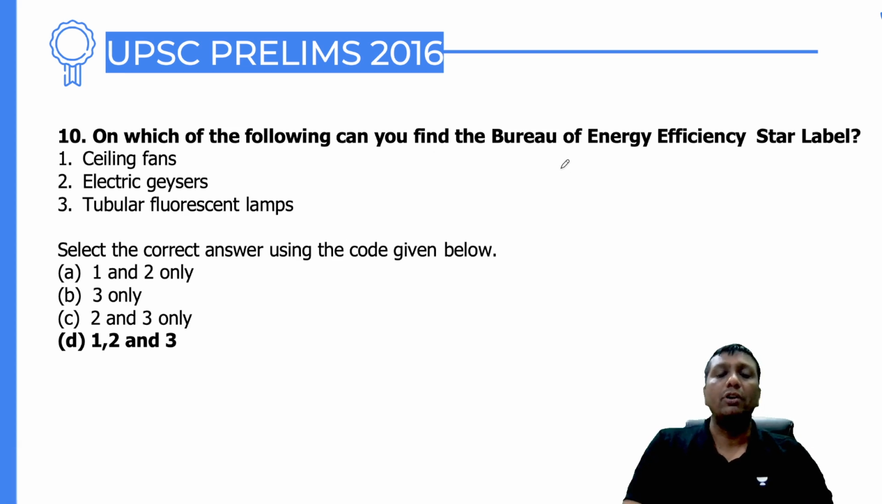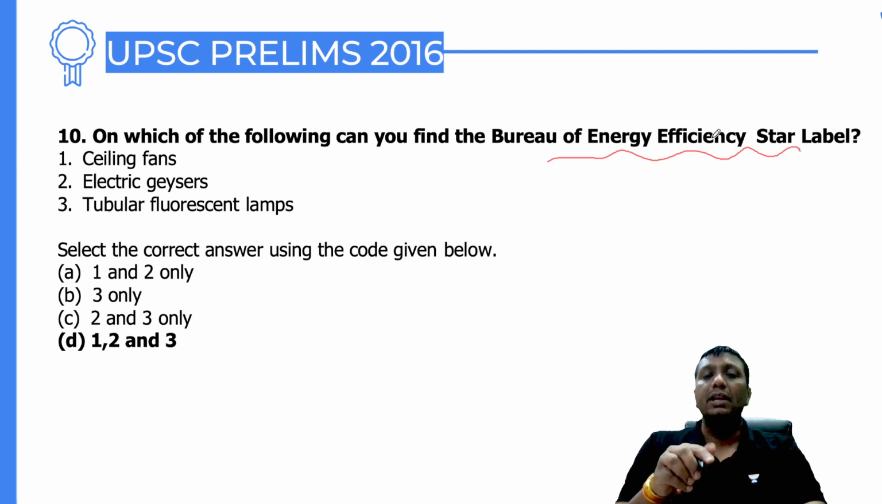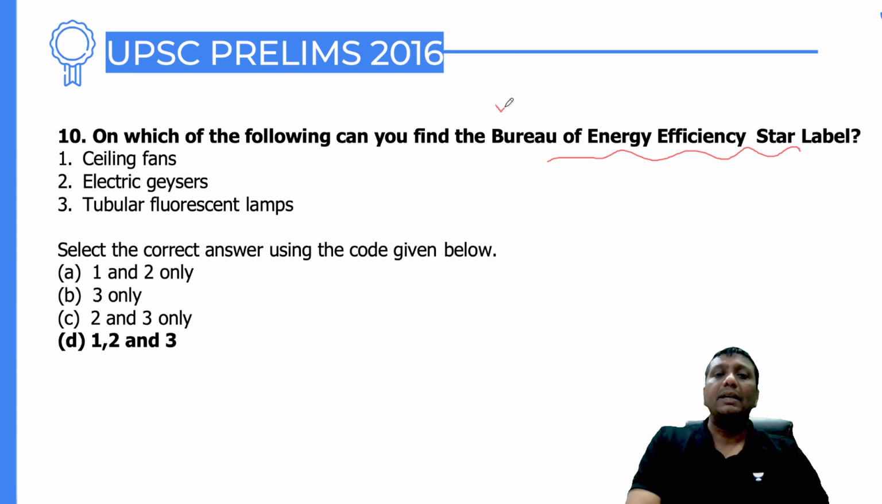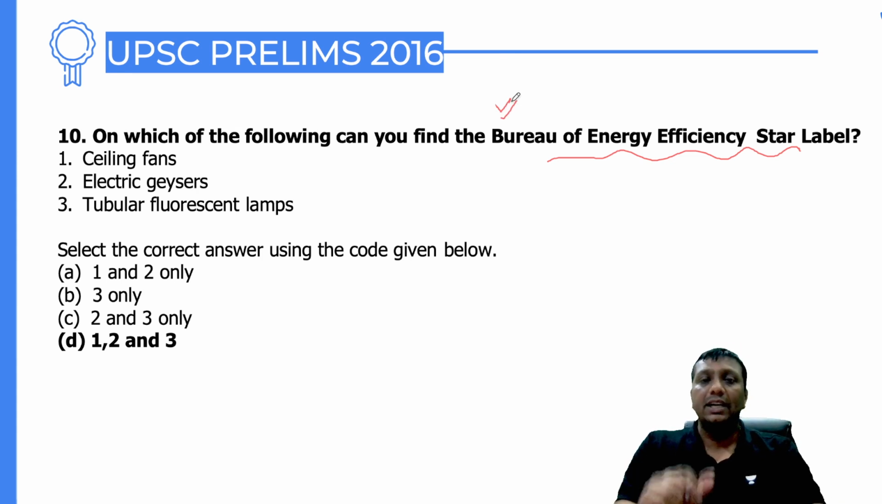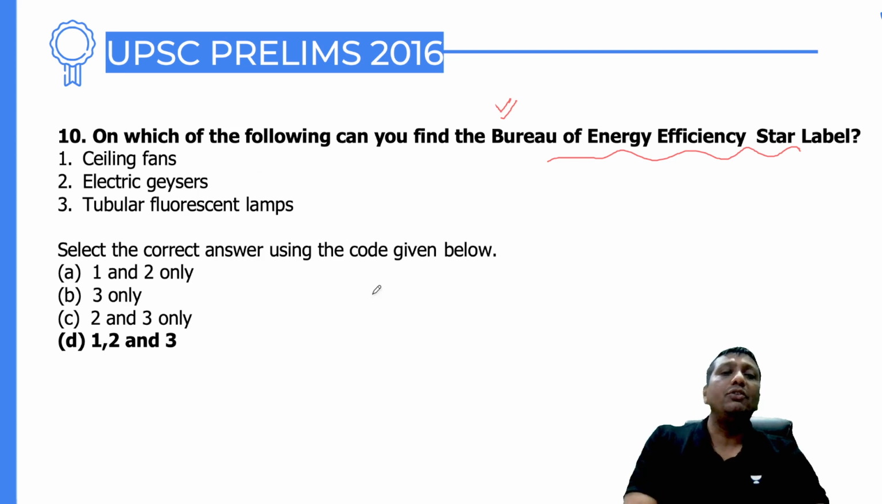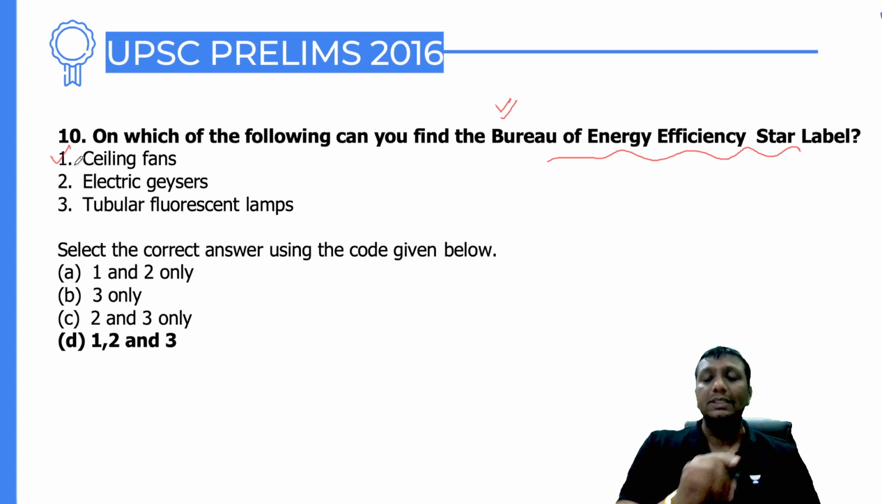Question number 10: on which of the following can you find the Bureau of Energy Efficiency star rating? Whenever you are using electrical appliances, they have a Bureau of Energy Efficiency star rating, 2-star, 3-star, 4-star, 5-star. UPSC asks where you can see the star rating. For the ceiling fan, it is not mentioned on the fan itself, but on the wrapper, the box you purchase.